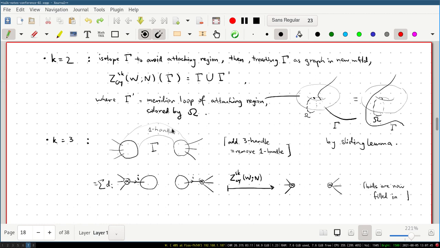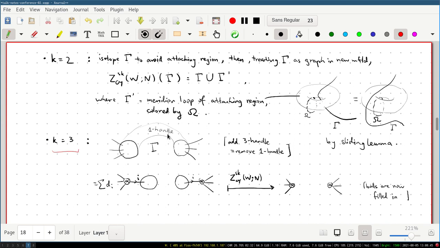The most interesting cases are k equals 2 and 3. So for k equals 2, the attaching region is a solid torus. So we can push the skein off of the attaching region in two ways, so like this or like that, say. And then we add a component, which is a meridian around the attaching region. We label it by omega of the regular coloring, and by the sliding lemma, these are equal because you can slide this through to get to that. So the result of adding a two handle as a cobordism sends gamma graph to, we just add this meridian.